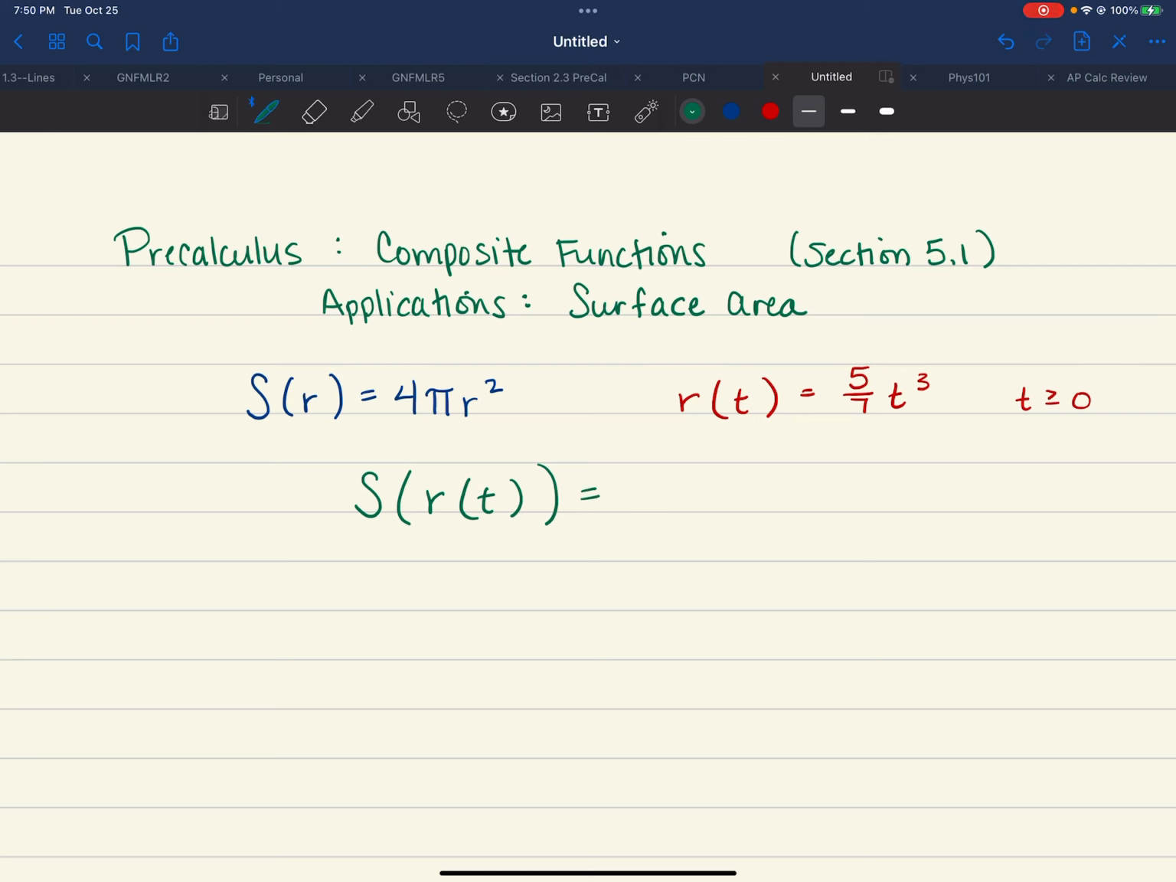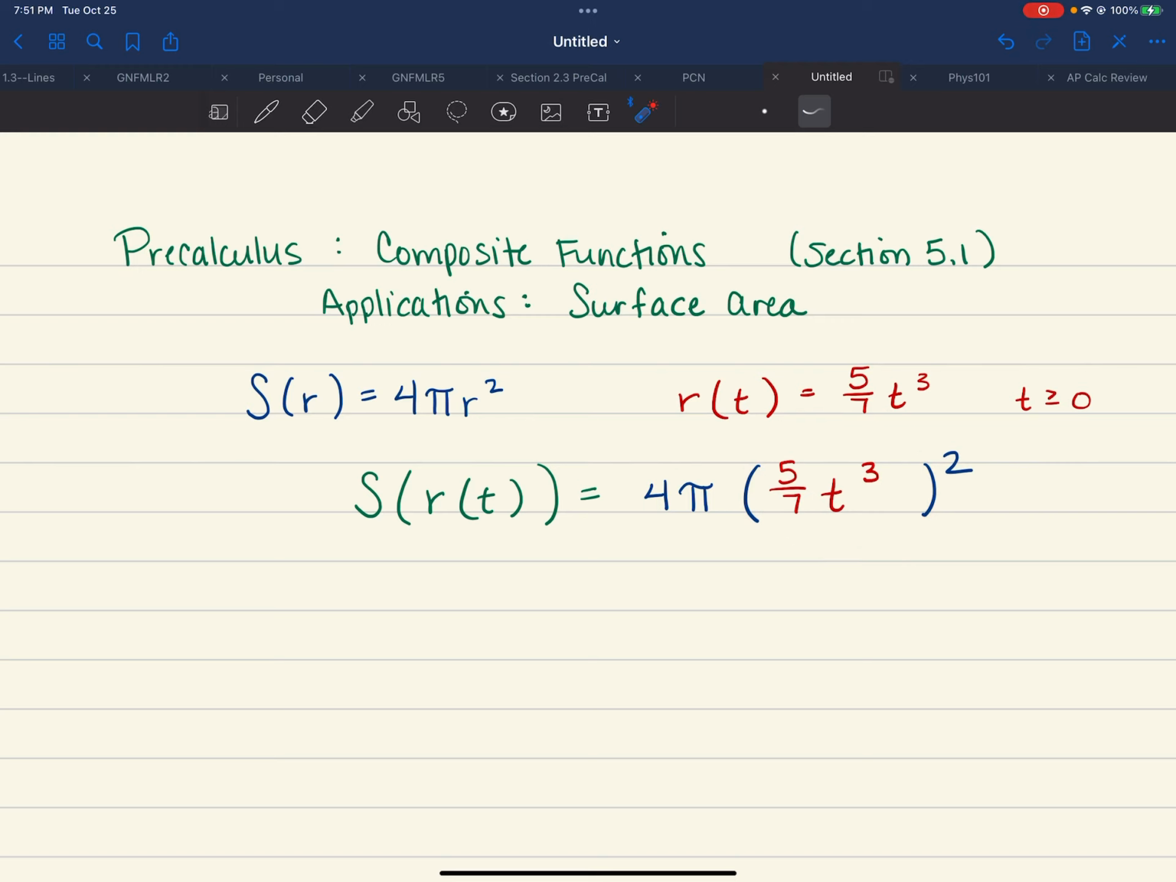I don't have any substitutions, so I'm going to go from the outside in. Let's write that outside function. That's going to be 4 pi r squared. So that's my outside function. Then what I'm going to do is take the inside guts and substitute them in for that. So I have, changing color here, 5/7 t cubed, and that whole inside has to be squared.